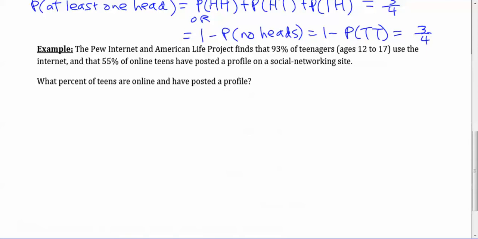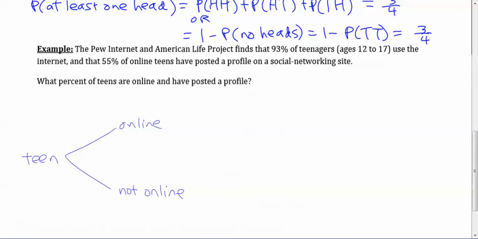The Pew Internet and American Life Project finds that 93% of teenagers use the internet and that 55% of online teens have posted a profile on a social networking site. What percent of teens are online and have posted a profile? So I'm going to start by representing this with a tree diagram.